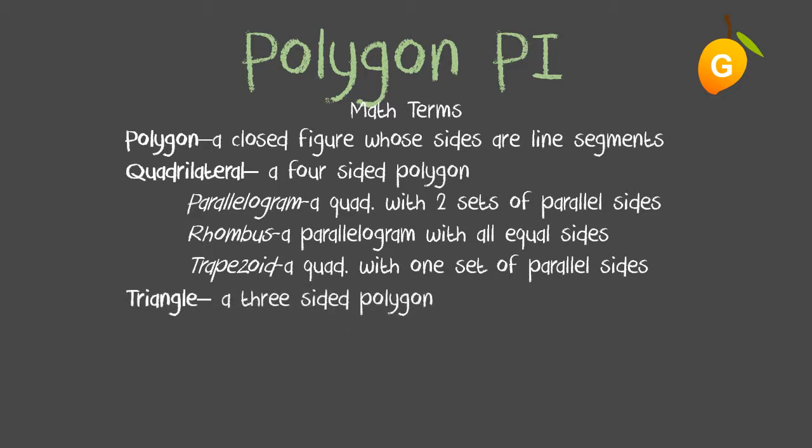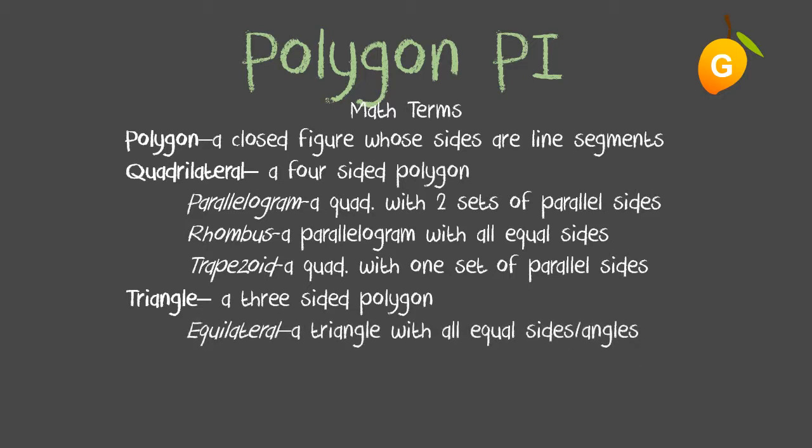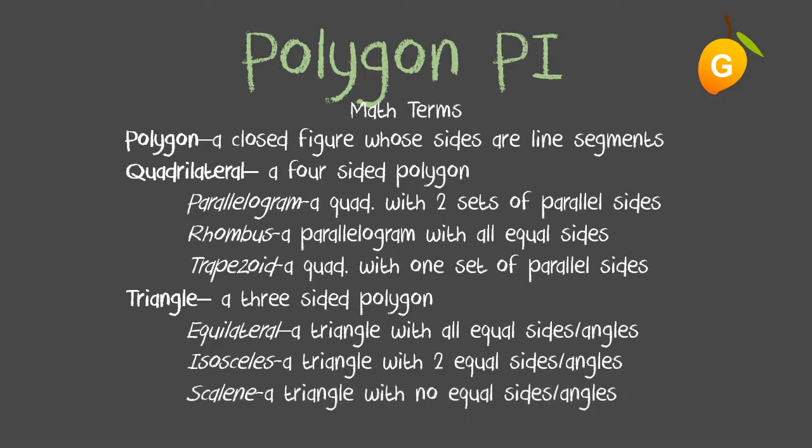Some triangles are a three-sided polygon. Different triangles are an equilateral, a triangle with all equal sides and angles. Isosceles, a triangle with two equal sides or angles. A scalene is a triangle with no equal sides or angles. And right, a triangle with one right angle.